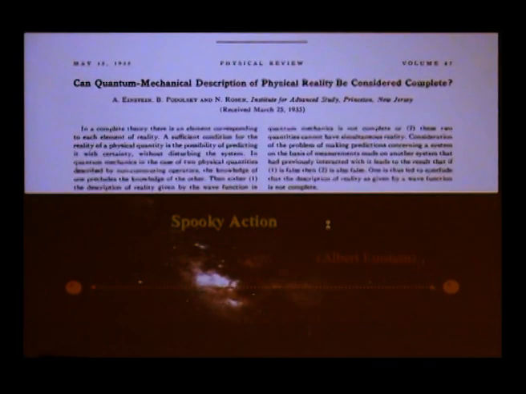Now to come to entanglement, you have seen this first line already in Brigitta's talk.